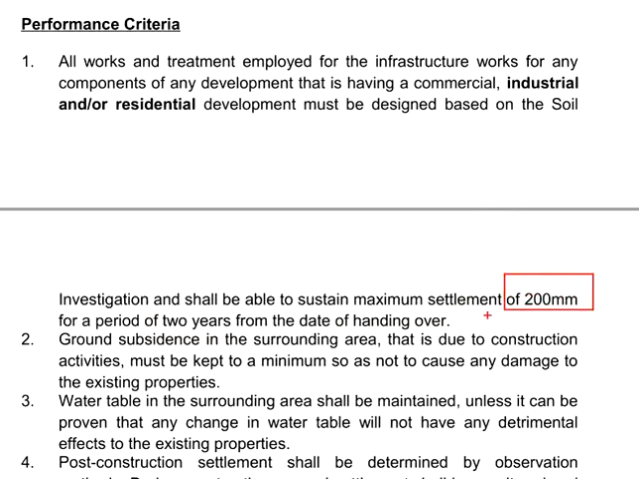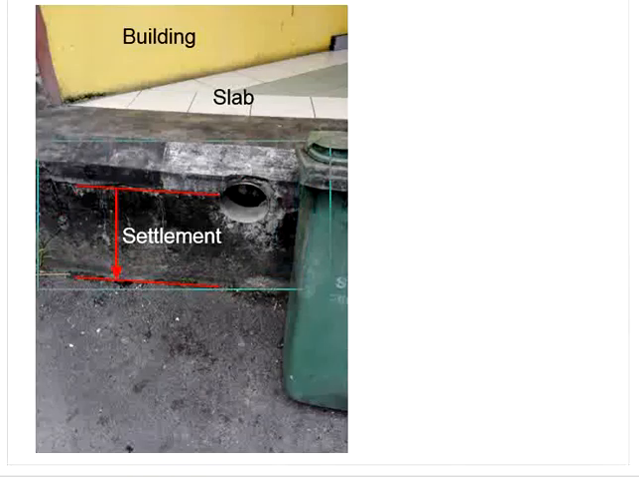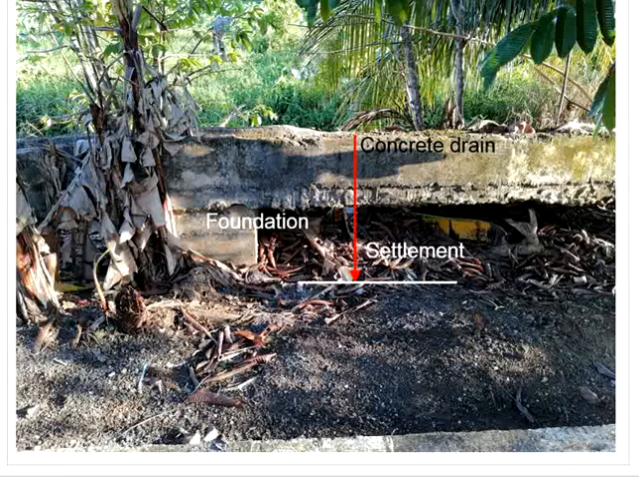This is a very important number as the requirement for development on soft soil conditions. They set the limit, the maximum settlement not to exceed 200 mm over 2 years. If you observe this, the settlement is definitely more than 200 mm. Of course, this is due to the total settlement over many years.